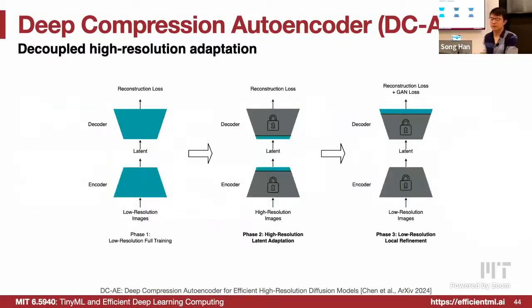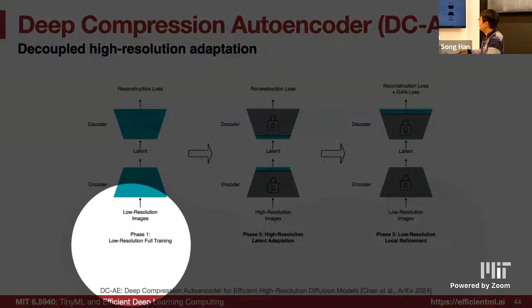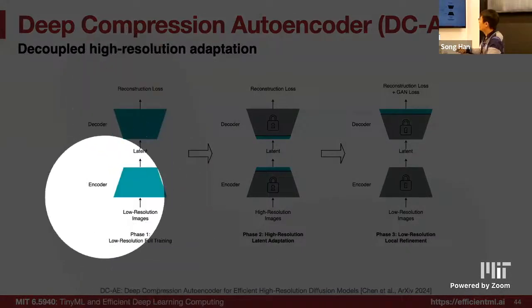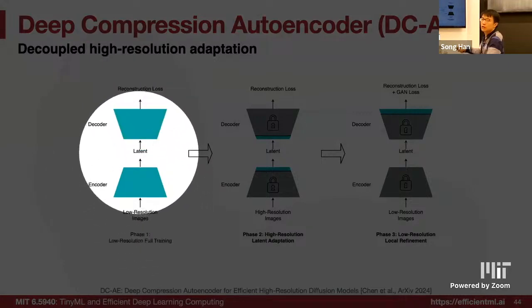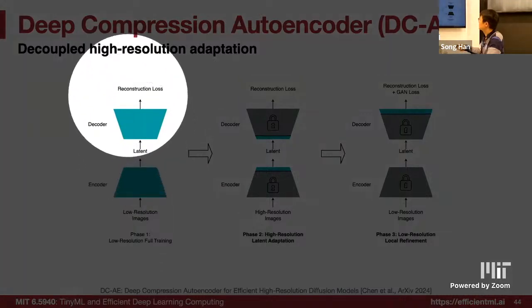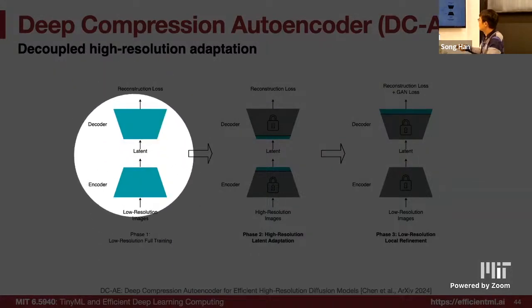A second technique is this 3-stage adaptation to high resolution. We want to deal with high resolution like 4K by 4K image generation. So how do we have an autoencoder that supports much higher resolution without requiring a lot of training flops? We decoupled it into 3 phases. In the first phase, we just perform low resolution training of the whole model, both the encoder and the decoder. Given an input image, the encoder encodes it into a latent space, and the decoder reconstructs the original image. So this is low resolution, full training.